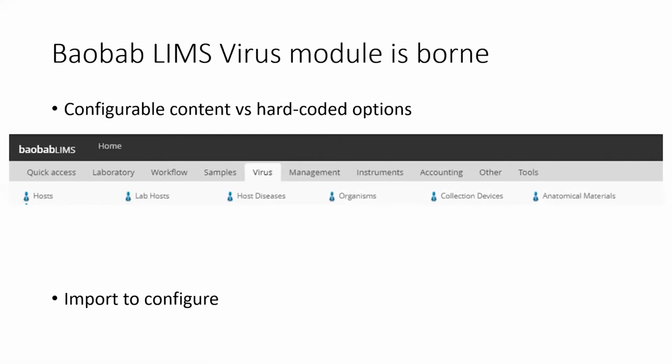The fields incorporated into Baobab LIMS consist of configurable content as well as hard-coded options. The configurable content relates to fields which could be applicable to other viral diseases. And once this data is configured in the system, a simple drop-down list is provided in the main sample module. Hard-coded options were those which could be considered more consistent, such as the purpose of sampling, specimen processing, and host information such as gender.